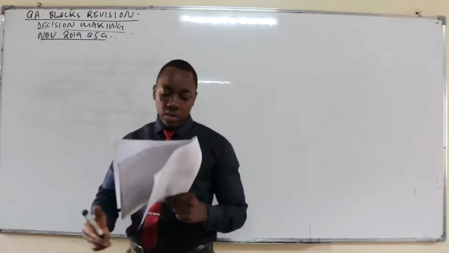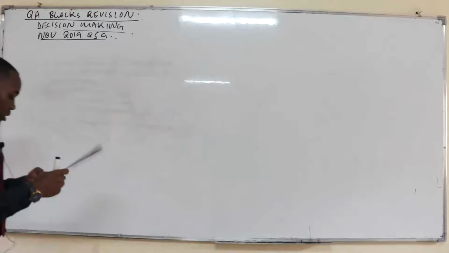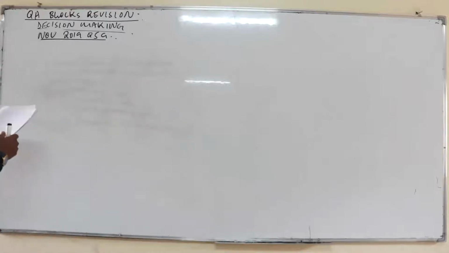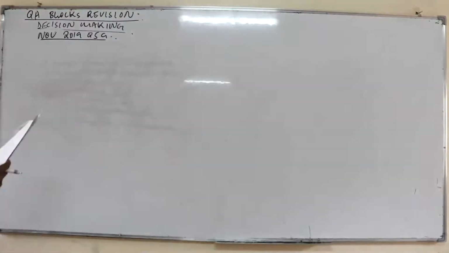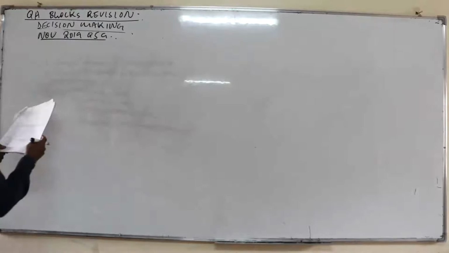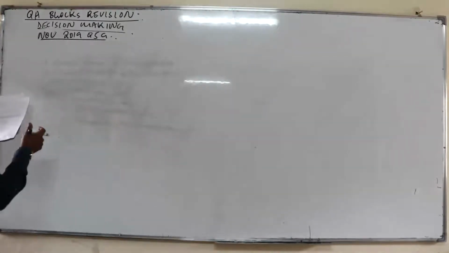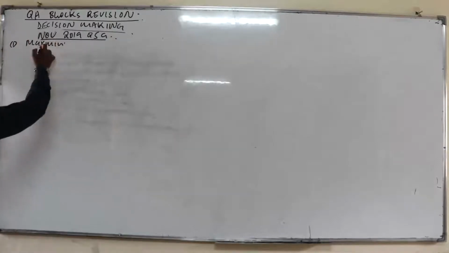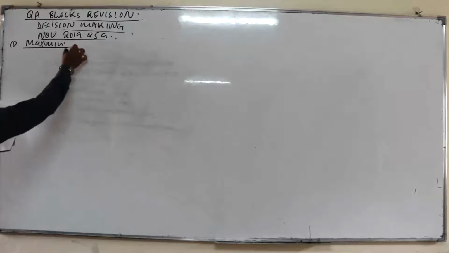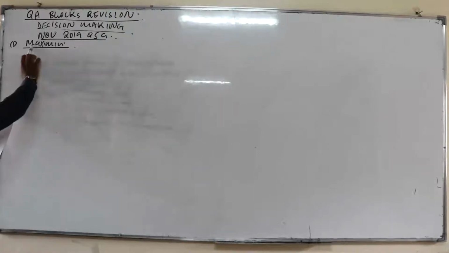Using those criteria, we start with the first one, which is the maximin. In this case, you are already given the payoff table, so you don't have to develop it. You are to advise the businessman on the best alternative. Number one, we use the maximin rule, where you take the maximum of the minimum.